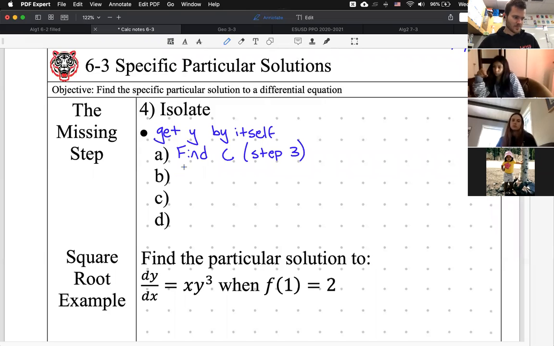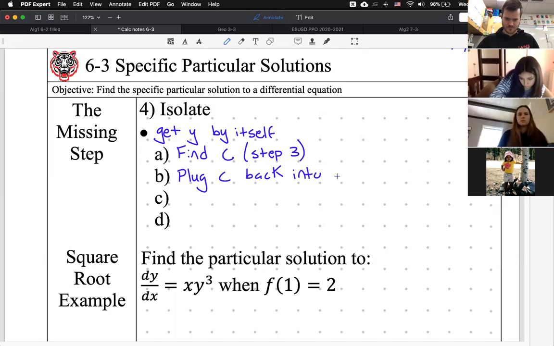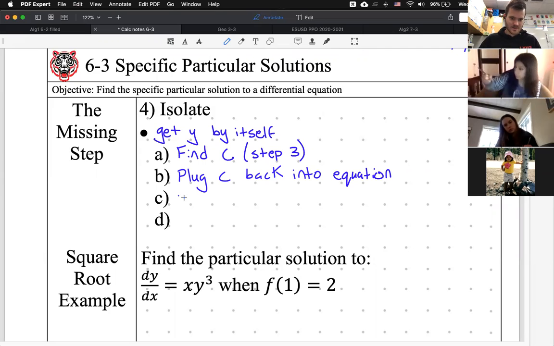Then for part B, you need to plug C back into your equation. Then you need to actually isolate y, to get it into y equals form. And finally, step D, which is pretty critical, you need to verify your initial conditions again.